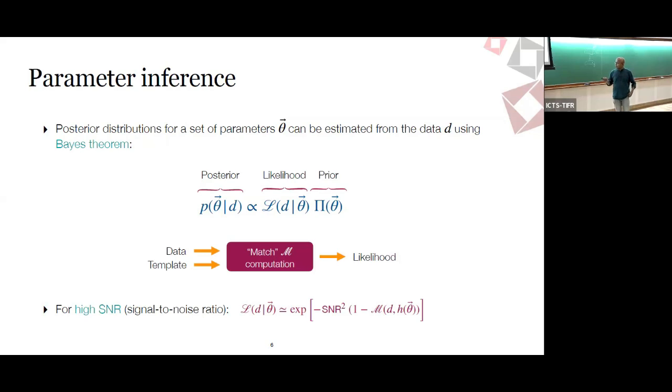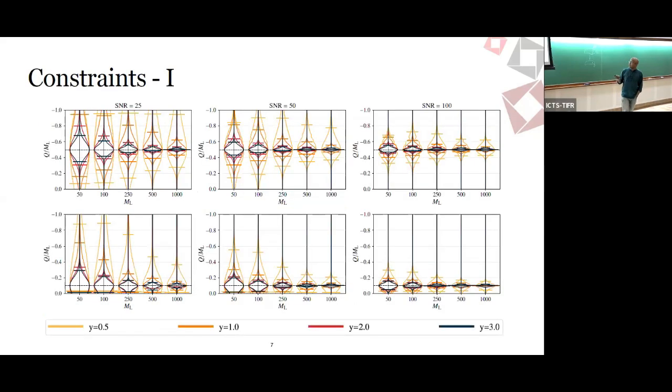So if you have a very high signal to noise ratio, then this likelihood could be expressed in terms of the signal to noise ratio and the match in such a way. But this is basically an approximation. It's not the actual Bayesian parameter estimation. And so what we can find, at the end of it, are these certain constraints which we have put through microlensing on the charge values.